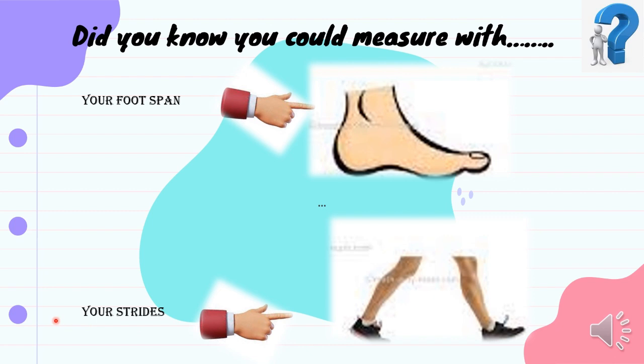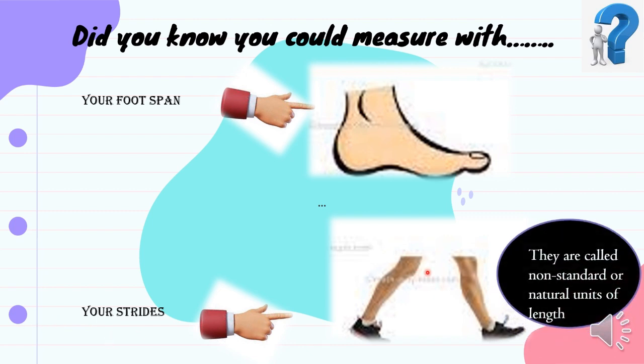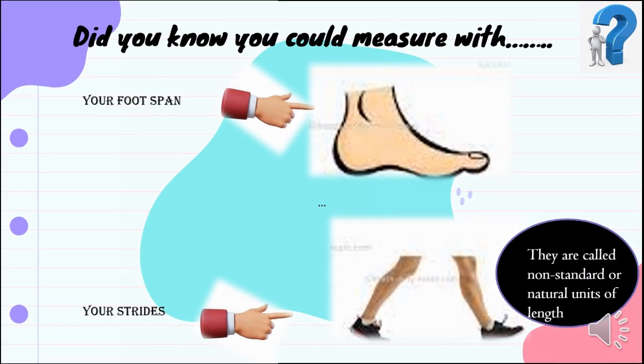So all these are natural ways of measuring length. They are called non-standard or natural units of length. I've talked about the hand span in the previous slide and arm length. Now we have the foot span and your strides. You could use all these to measure.